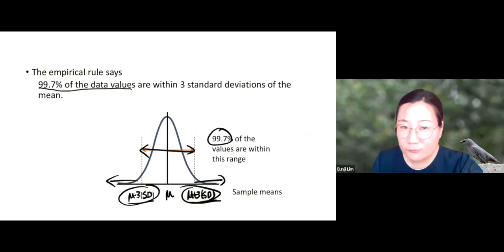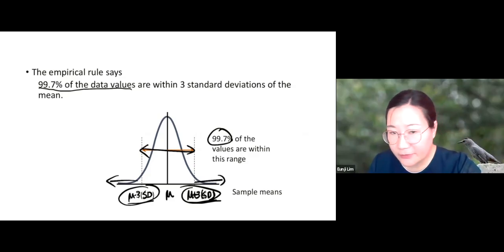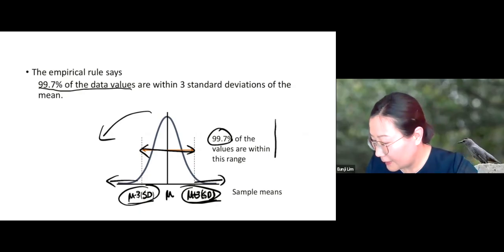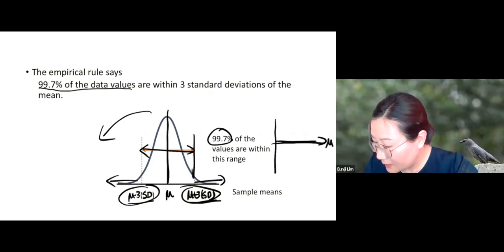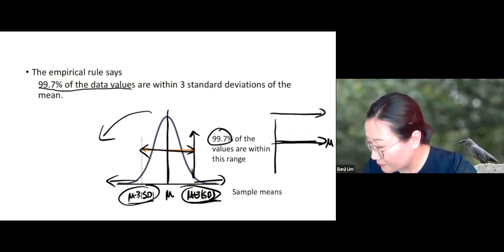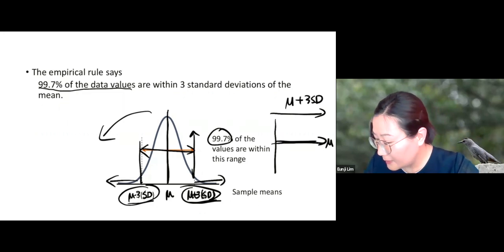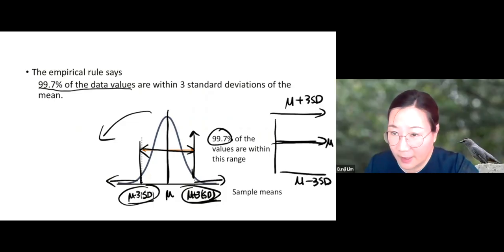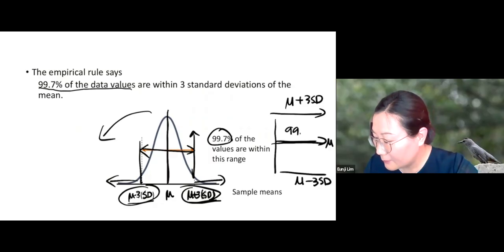So let's rotate this graph 90 degrees counterclockwise. Then we have the one in the middle right here. And the upper limit is right here, mu plus 3 standard deviations. And the lower limit is right here, mu minus 3 times the standard deviation. And our theories tell us that 99.7% of the values are within these two limits.